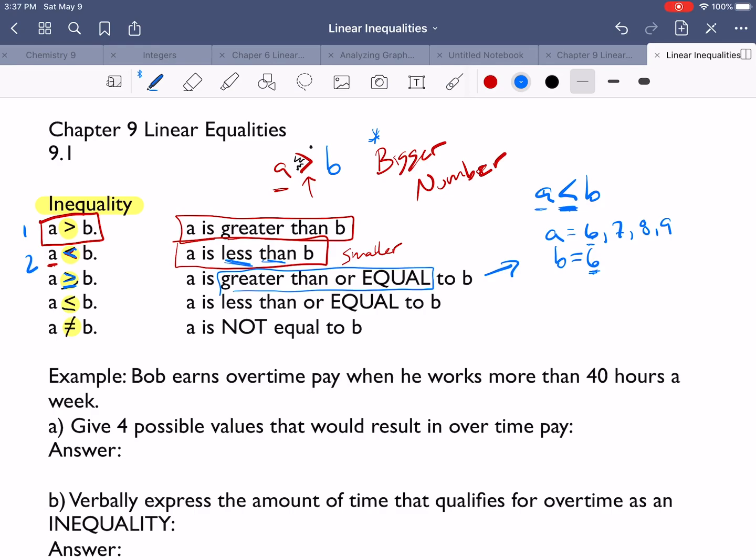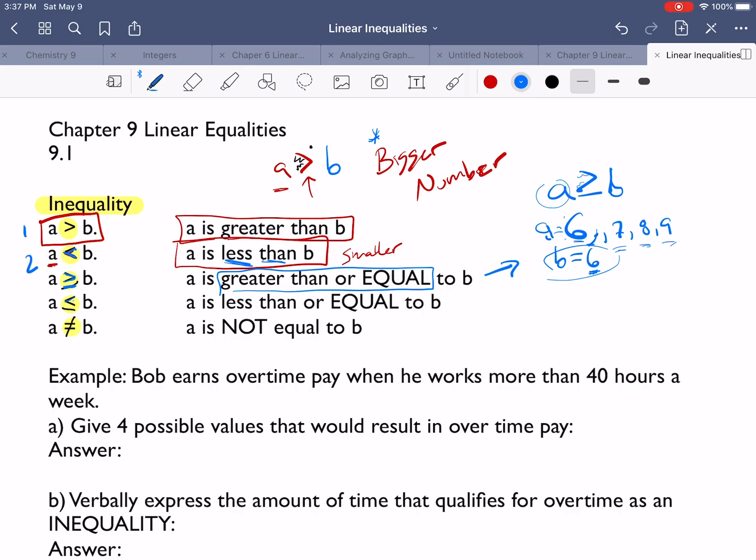But A could also be 7, 8, 9, or 10, because A can also be bigger. I made the wrong sign. This is the sign we're supposed to be using. Okay, cool. So A could be 6 and B could be 6, right? But A could also be 7, 8, or 9 because it's bigger. The crocodile's eating it, so this number could be bigger than B. So that's what that means.